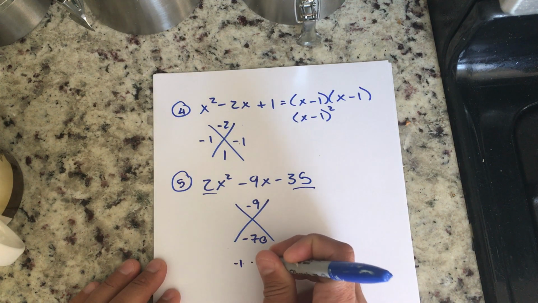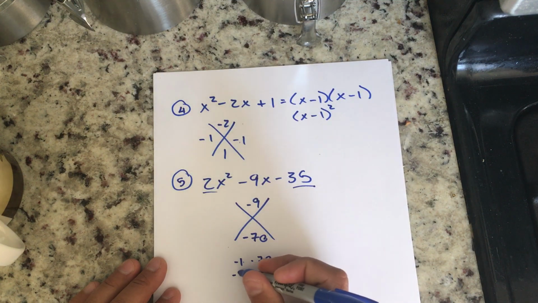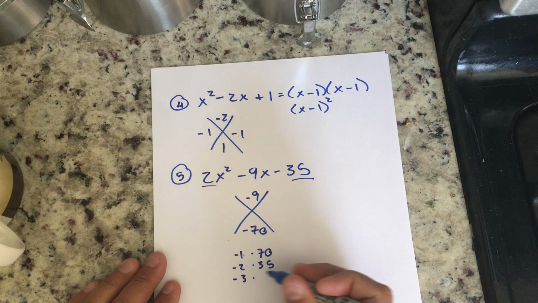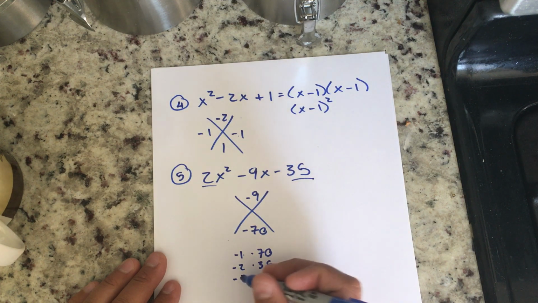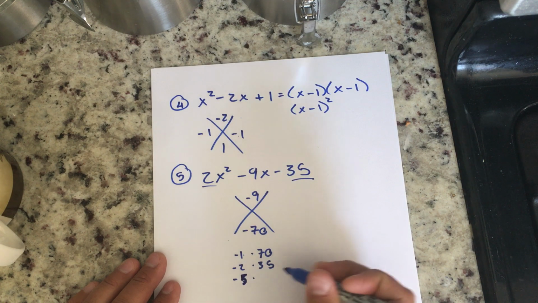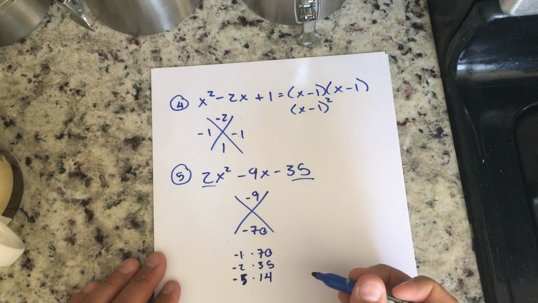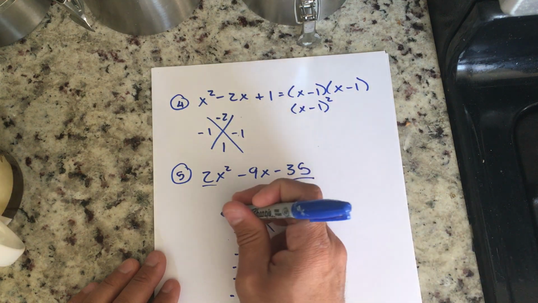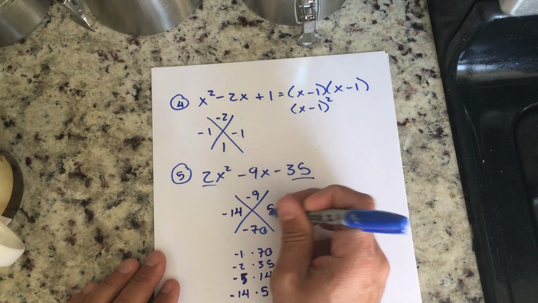Negative 1 times 70, that's not going to add together right. Negative 2 times 35, that's not going to add together right. Negative 3 times... not gonna work. Negative 4, no. Negative 5 times 14, and that will add to positive 9, so it needs to be negative 14 times 5 will add to negative 9. So negative 14, positive 5.